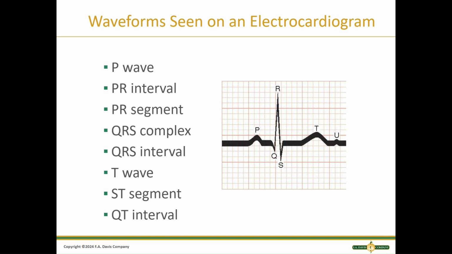Your QRS interval reflects the time required for that ventricular depolarization, and our T wave corresponds to the ventricular repolarization. Atrial repolarization is occurring during this ventricular contraction. And the QT interval reflects the time that is required for that ventricle depolarization and repolarization.